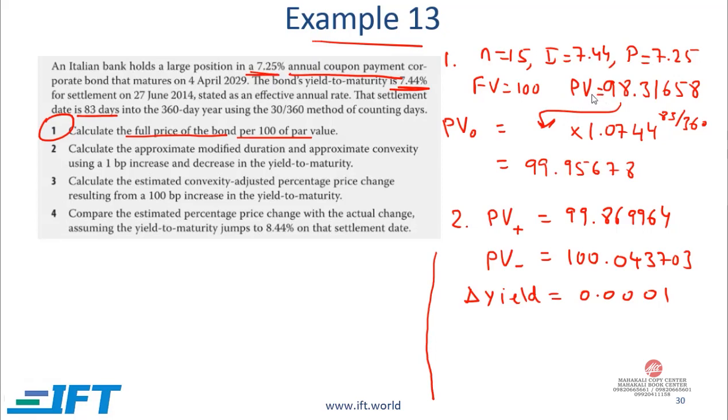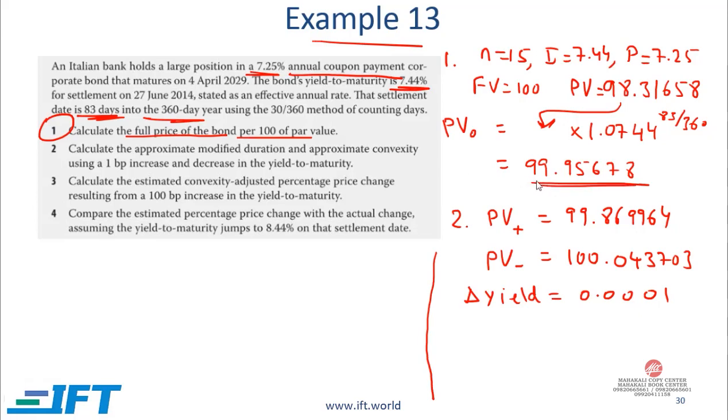This PV would be at the start of the period, but we are told that settlement happens 83 days into a 360-day year. So the full price on settlement date would be this number, 98.31658, multiplied by 1.0744 raised to the power of 83 over 360. So the full price on settlement date is this number.